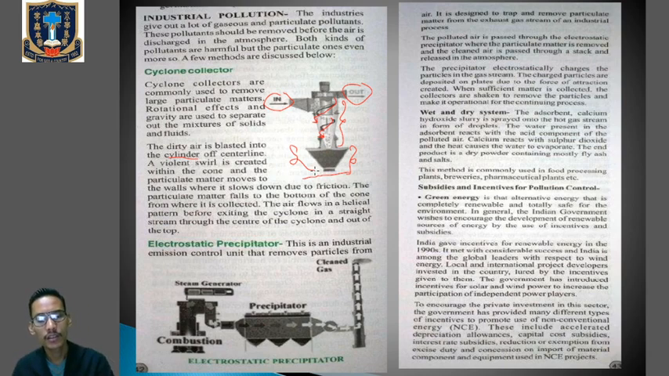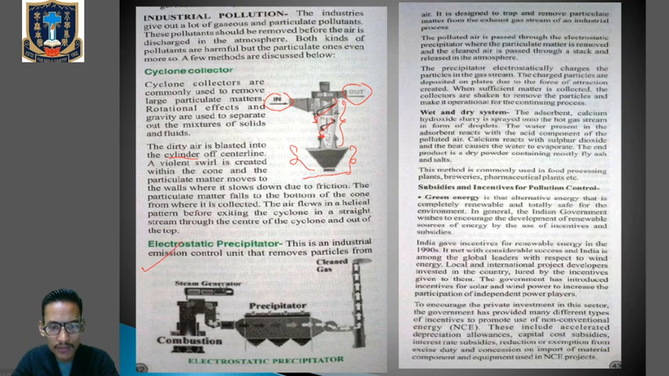Now the second method is the electrostatic precipitator. Okay, these are mainly used in the industrial areas. These electrostatic precipitators remove the particles from the air. It is designed to trap and remove the particulate matter from the exhaust gas stream of an industrial process. So you can see the figure. This is the figure of the electrostatic precipitator.